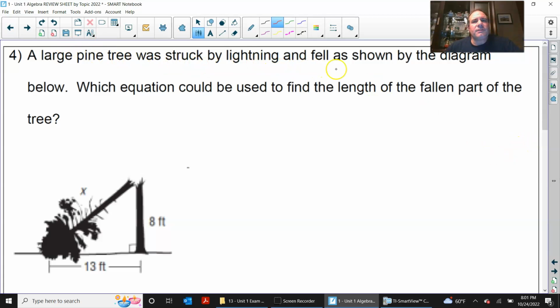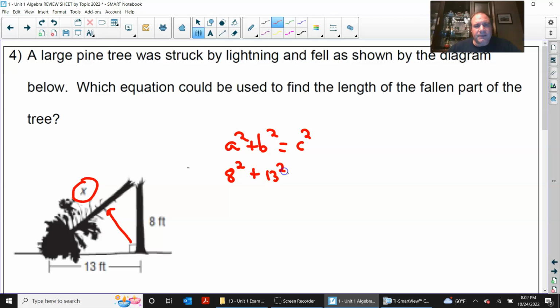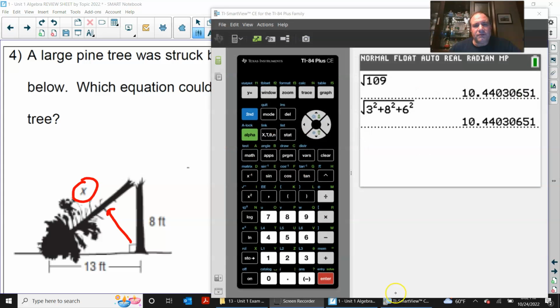A large pine tree was struck by lightning and fell, as shown in the diagram below. Poor tree. Which equation could be used to find the length of the fallen part of the tree? So obviously this makes a right triangle. So here we go again. We're going to take a squared plus b squared equals c squared. So the only part that you have to be concerned about is that c. So a squared would be 8 squared. The 13 squared would be b. And the c squared is what you're trying to look for.